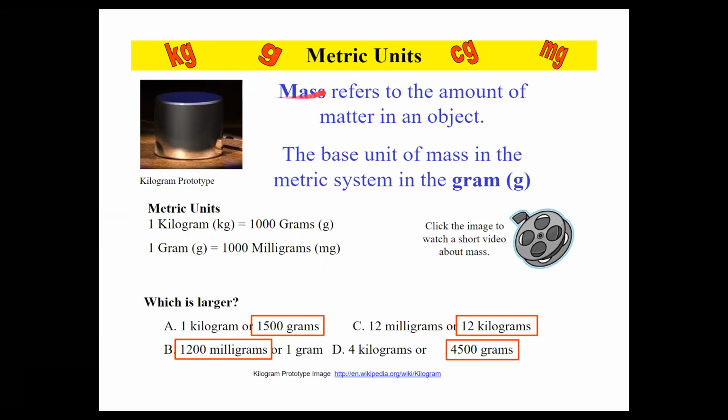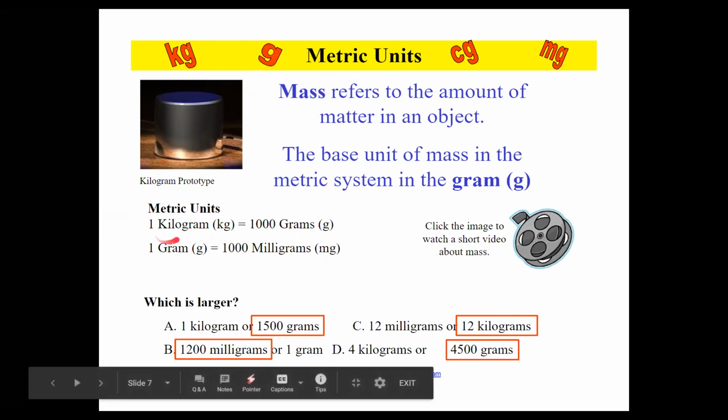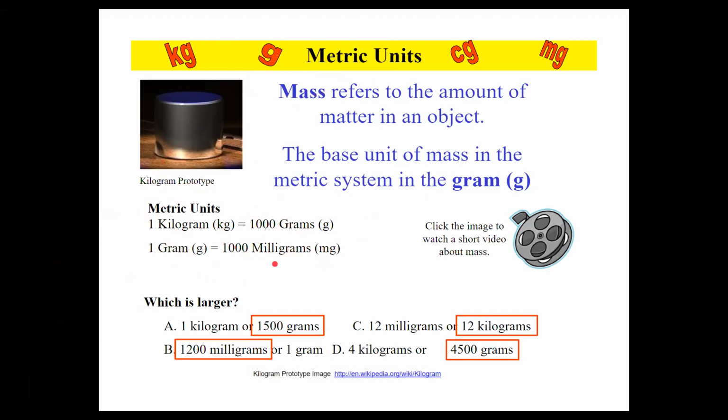In measuring weight, we usually stick with kilograms, grams, and milligrams. There's not really a centigram that's commonly used, unlike with the length of stuff with the centimeters. Centigrams, not really used so much. kg, g, or mg.